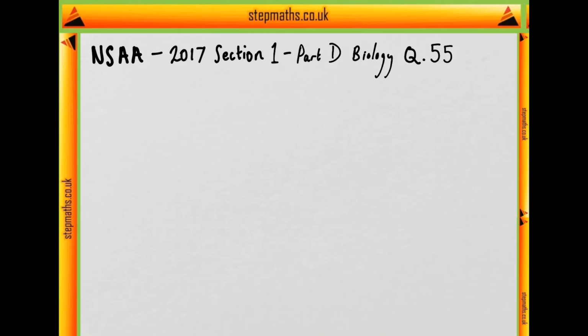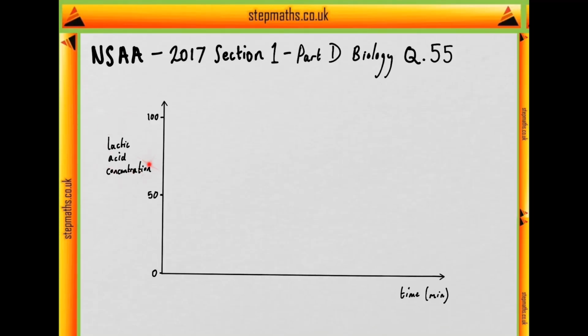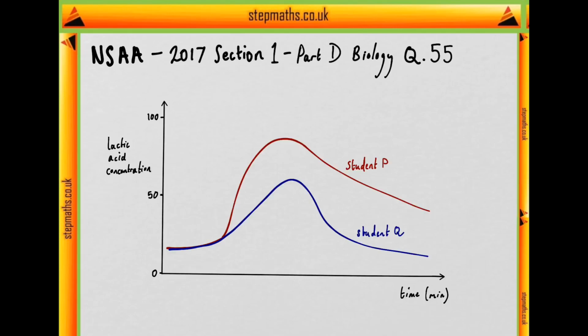In question 55, we're given a graph and told that it shows the lactic acid concentration of blood in the case of 2 students at rest, then followed by 15 minutes of exercise, then followed by rest again, and then we're asked to assess whether 3 statements are true or false.